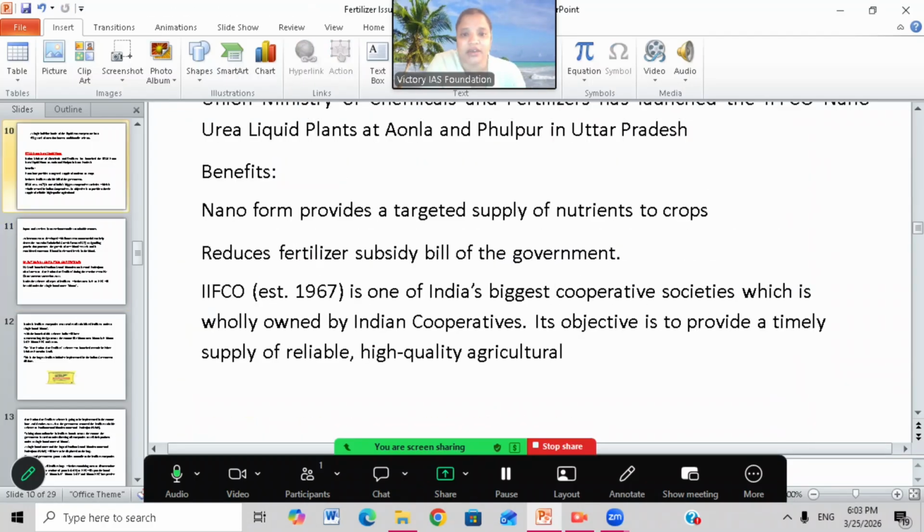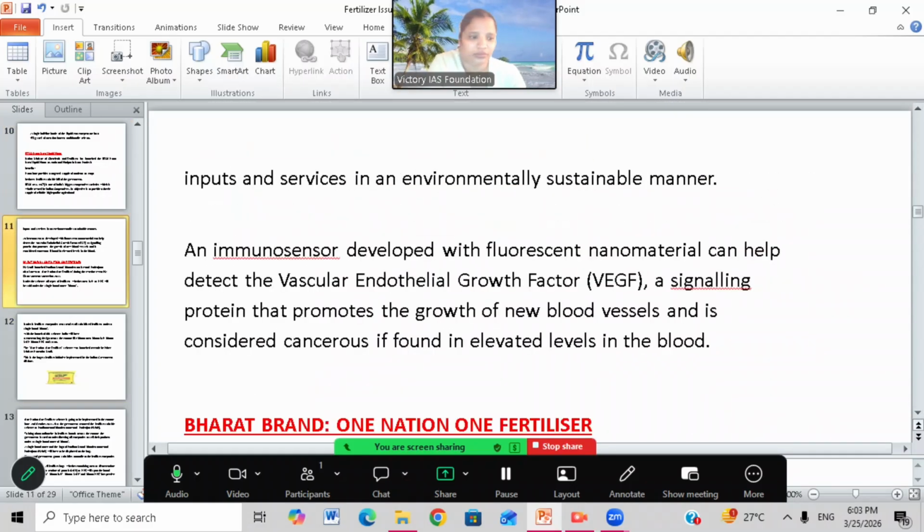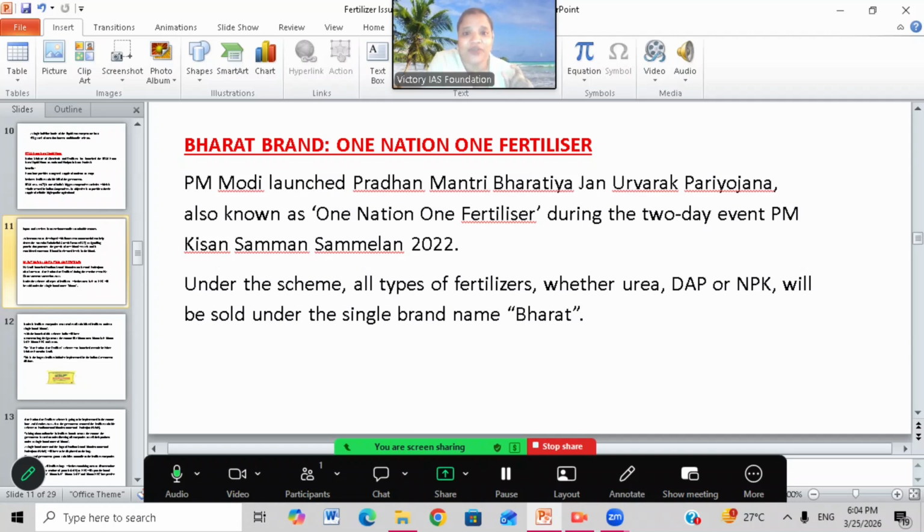Okay, so till now we have discussed how liquid nano urea is useful over solid urea, how IFFCO is producing this, how many plants have been set up, and how it is efficient compared to normal urea. So now the next concept is the Bharat brand. The Bharat brand means the one nation, one fertilizer concept.